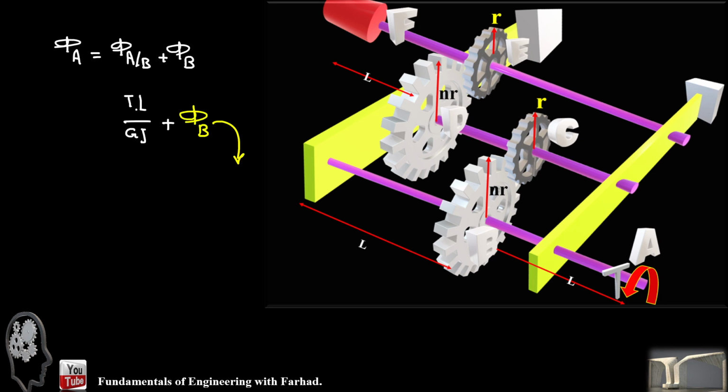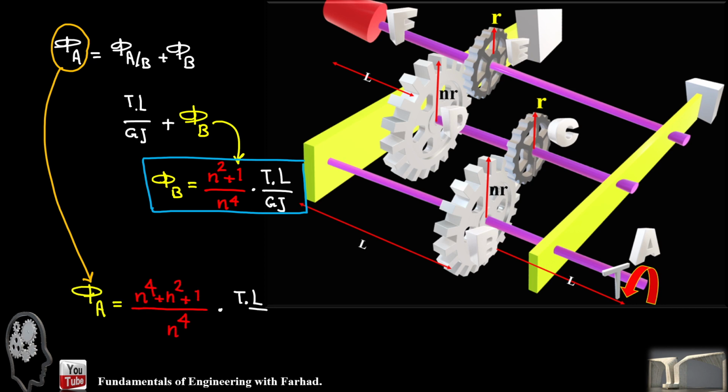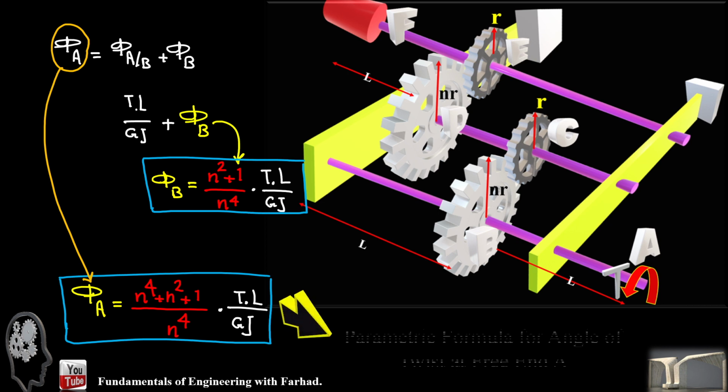Phi_A is phi_A with respect to B plus phi_B. That's TL over GJ, and phi_B we already calculated, that's this equation from the previous part. Then if we replace all of them back in our equation, it just gives you phi_A is n to the fourth plus n squared plus 1 over n to the fourth times TL over GJ.